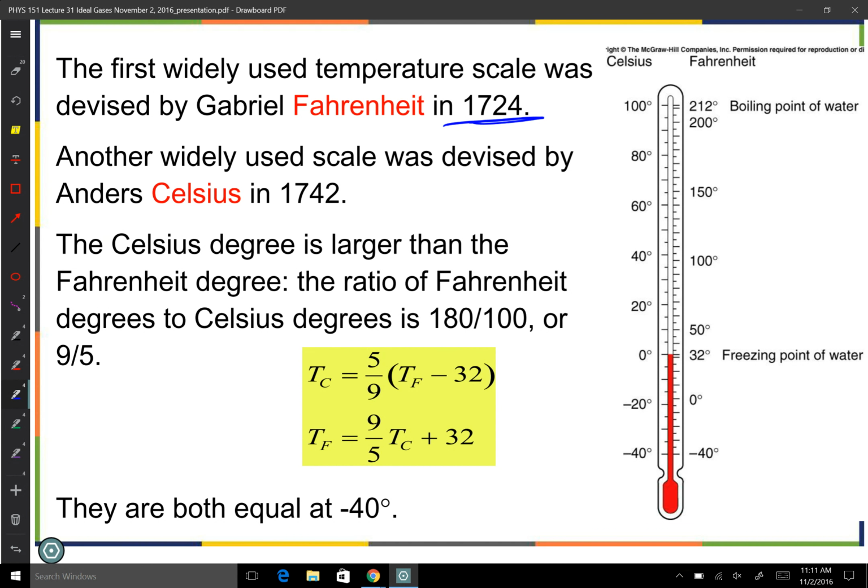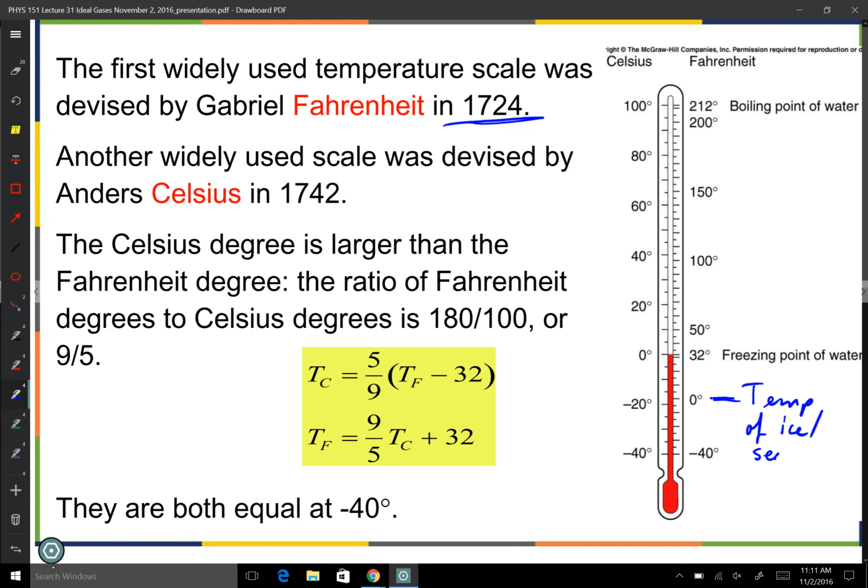But what has generally been laid out is he chose 0 degrees to be the temperature of ice/seawater. Not the temperature of pure water and ice, but seawater and ice. And then he took 100 degrees Fahrenheit to be the basal body temperature.